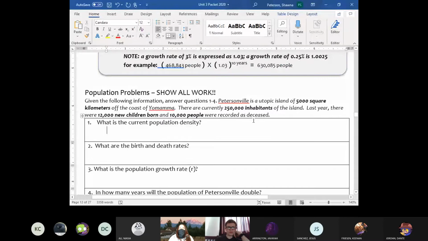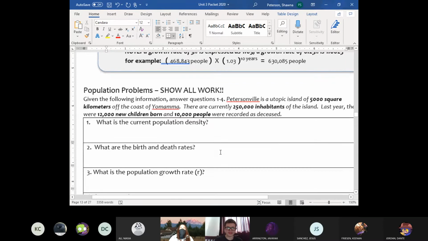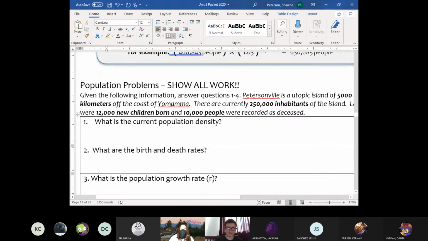Given the following information, answer questions 1 through 4. Petersonville is a utopic island of 5,000 square kilometers off the coast of Yomama. There are currently 250,000 inhabitants of the island. Last year there were 12,000 new children born and 10,000 people were reported as deceased. All right, now we have to figure out what is the population density. So what numbers do I need?